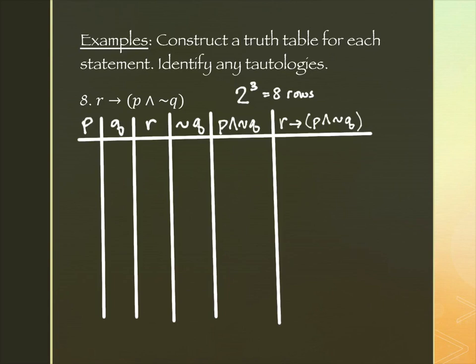Okay, you good? Column headers are important. Do you remember, because I think we've only done one of these, what I do in my P column when I have 8 rows? You got it right, Jasmine. 4 trues and then 4 falses. Good, so we'll start with that. True, true, true, true, false, false, false, and false.